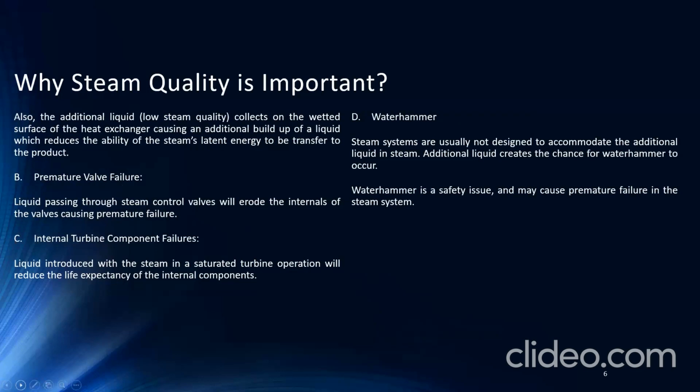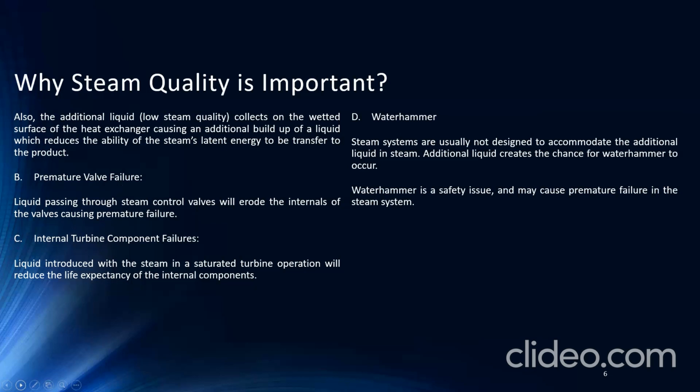So also, the additional liquid from low steam quality collects on the wetted surface of the heat exchanger, causing an additional buildup of liquid which reduces the ability of the steam's latent energy to be transferred to the product. B. Premature valve failure. Liquid passing through steam control valves will erode the internals of the valves, causing premature failure.